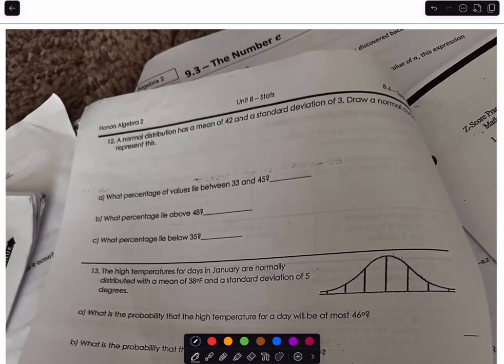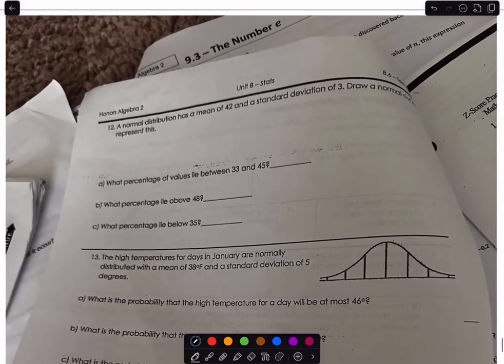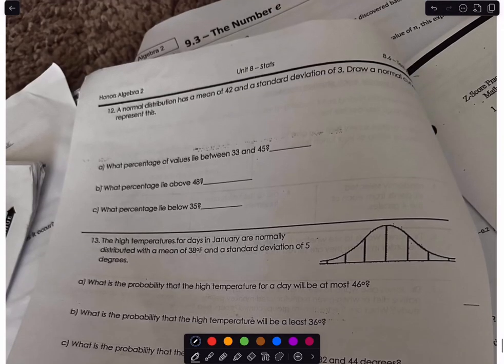A normal distribution has an average of 42 and a standard deviation of 3. Draw a normal curve that represents this. Okay, so greetings, YouTube. Beautiful mind here. It says Algebra 2. We usually have these in probability and statistics and some other courses, but this is fine.